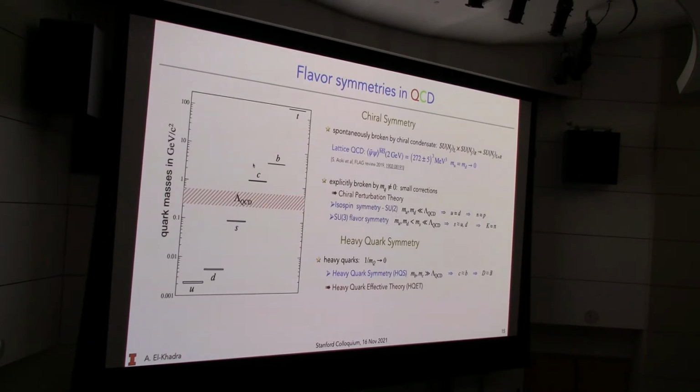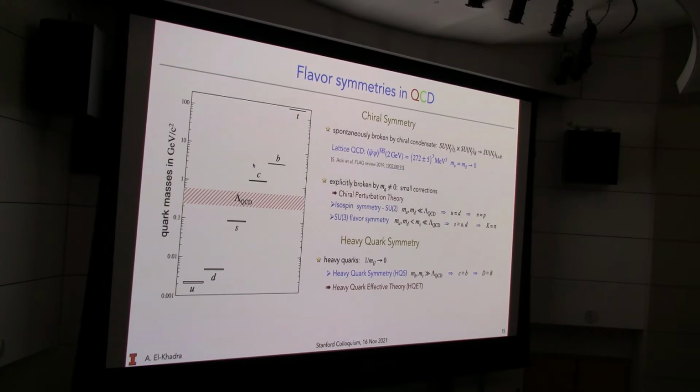Now, the generation of an energy scale, Lambda QCD, also plays a role in the flavor symmetries of QCD, where we now have 3 quarks whose masses are smaller than the typical energy scale Lambda QCD, and 3 quarks whose masses are much larger, or successively much larger, than Lambda QCD.